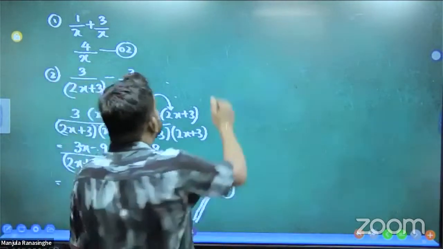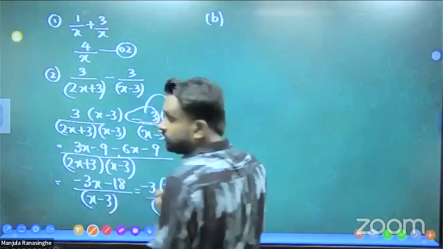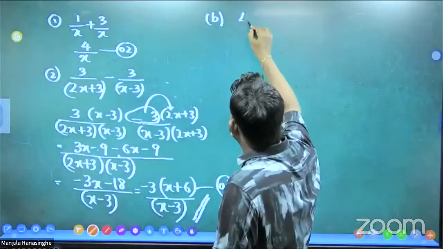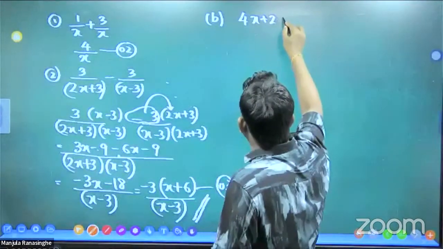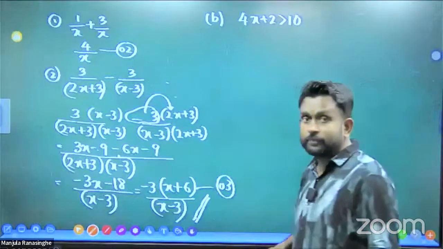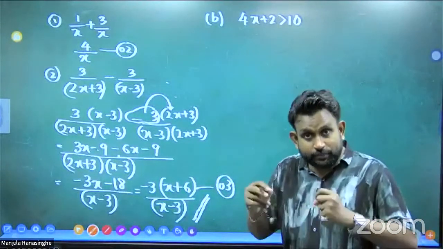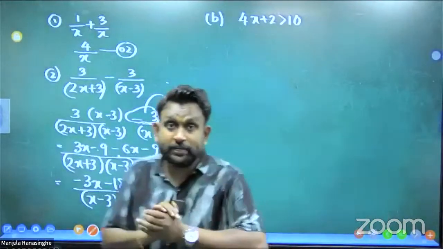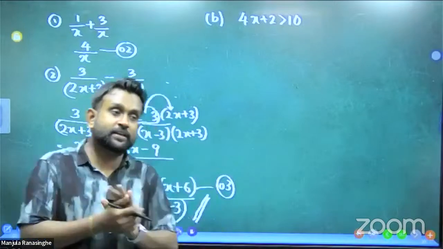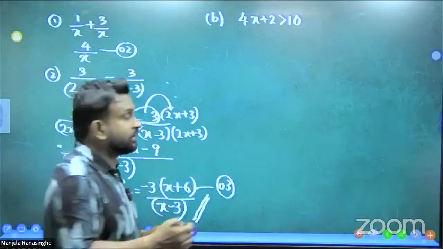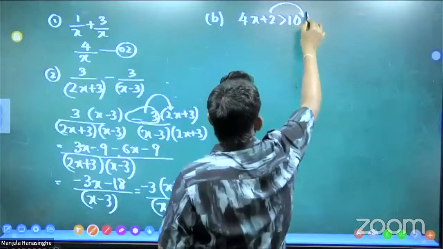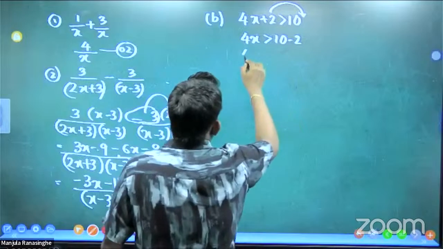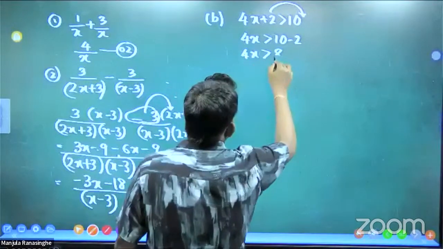Part B. Solve the inequality 4x plus 2 greater than 10. So 4x plus 2 greater than 10. Now solving an inequality is similar to solving an equation, but there are some dissimilarities. When you multiply or divide by a negative value, the inequality changes. First step, bring this positive 2 to the other side. So 4x greater than 10 subtract 2, which means 8.